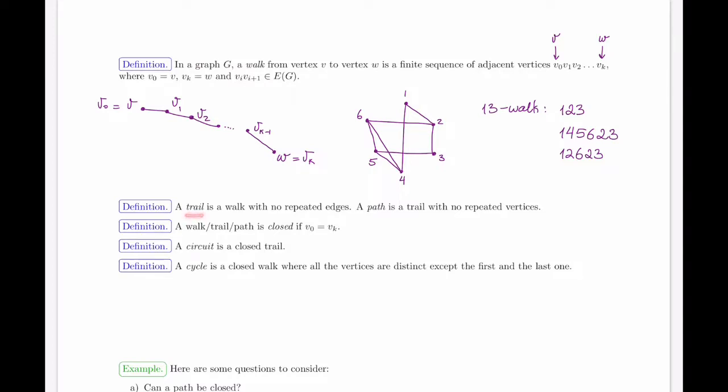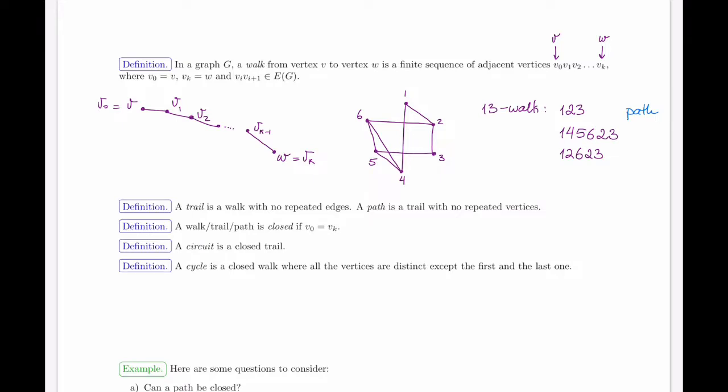A trail is a walk with no repeated edges. A path is a trail, so no repeated edges, and has no repeated vertices. Okay, so the walk is the most general concept. A trail allows no repeated edges, and the path allows neither repeated edges nor repeated vertices. So going back to this example here, what I have is that 1, 2, 3 is actually a walk, a trail, and a path.